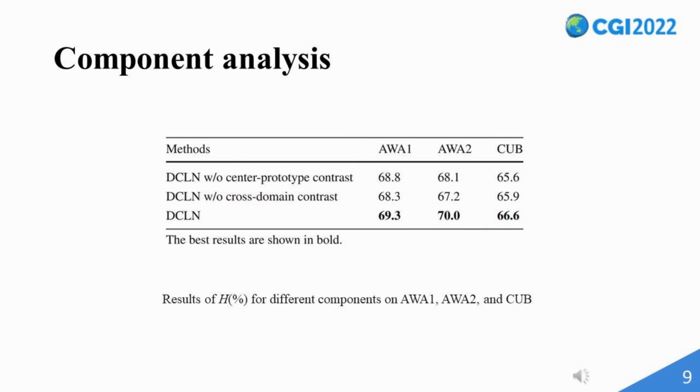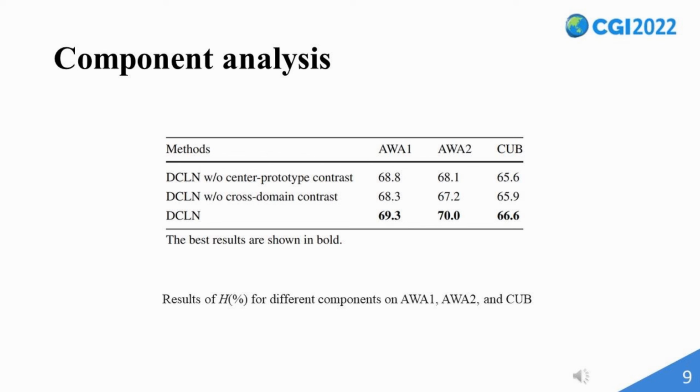We investigate the effectiveness of 2 key components in our model. From the reported results, it is easy to observe that both parts contribute to the overall performance. The cross-domain contrast provides a more considerable performance boost than the center prototype contrast on AWA1 and AWA2. This improvement may be attributed to the fact that AWA1 and AWA2 are coarse-grained datasets with reasonable discrimination for class attributes, which can provide helpful knowledge to transfer during the cross-domain contrastive learning process.